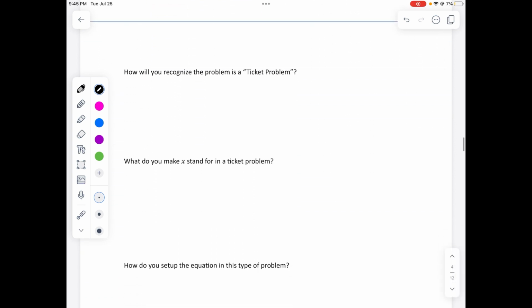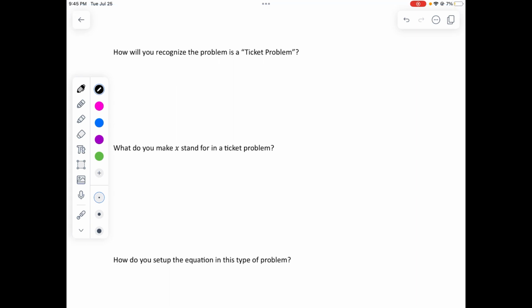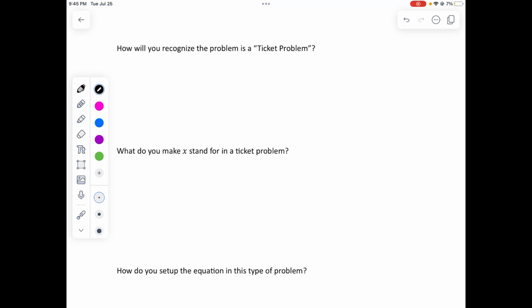The way that you're going to recognize it's a ticket problem is pretty easy. Like I said, they're not always relating to tickets. It could be relating to a bus fare or any sort of sales of anything, like a t-shirt costs this much, and if you increase the price you sell this many fewer or whatever. So it's always going to be talking about objects for sale.